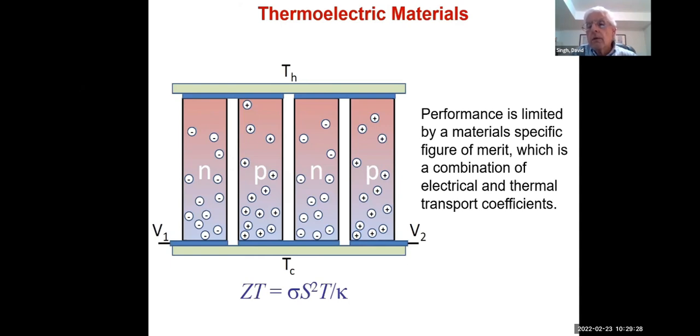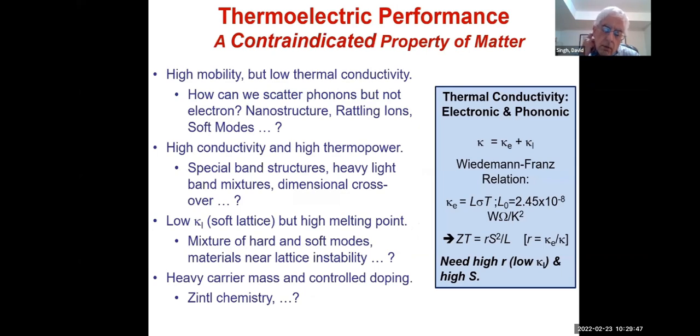There's a material-specific figure of merit, and that's a combination of electrical and thermal transport coefficients. ZT is sigma S squared T divided by the thermal conductivity. And BoltzTraP is about the electrical components of those transport coefficients. The important thing to remember about thermoelectrics is that we have this composite property that we're trying to optimize, this ZT. And I think it's fascinating that ZT is a contraindicated property of matter. What that means is that within simple textbook models, you never expect to find high ZT.